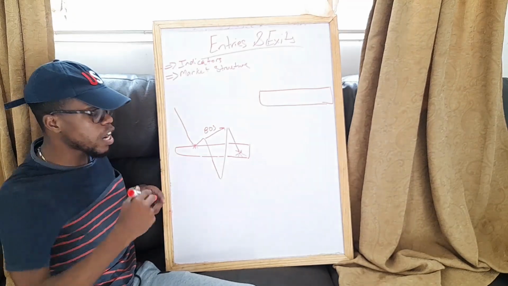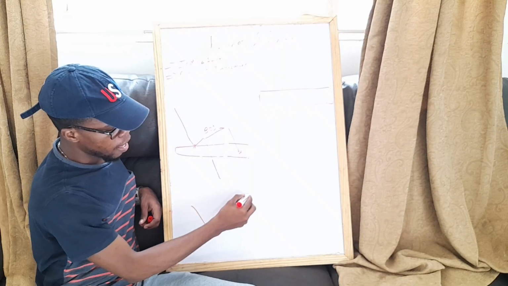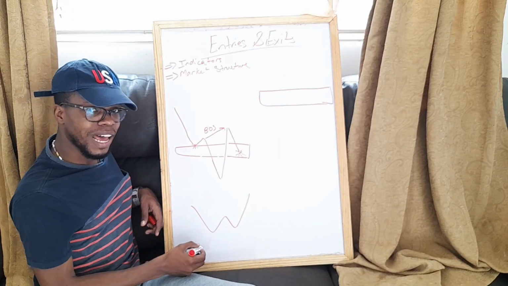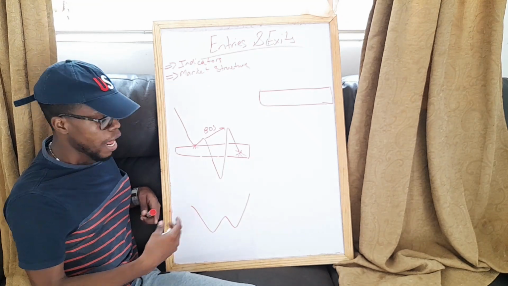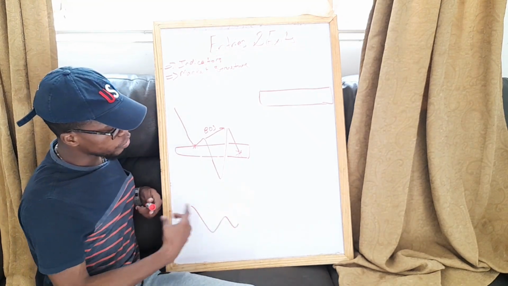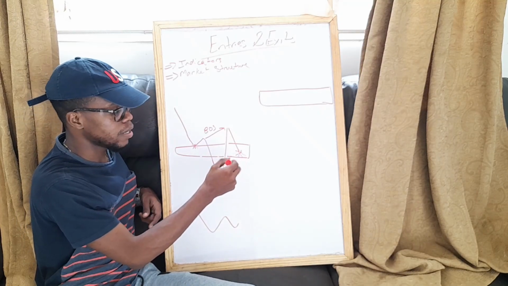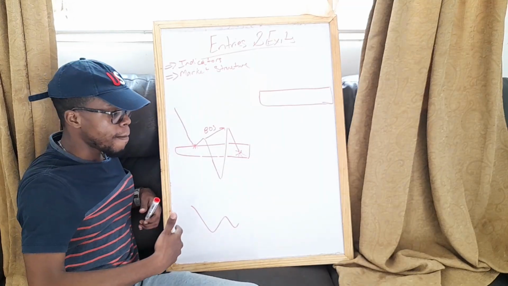Also, you could see something like this on the RSI, where the market creates a lower low, but on the RSI it creates a higher low. That's an indication for a buy. And where you get your entry is down here, or when the market comes back down to test the level or creates the inverted head and shoulders. That's where you get your buy.